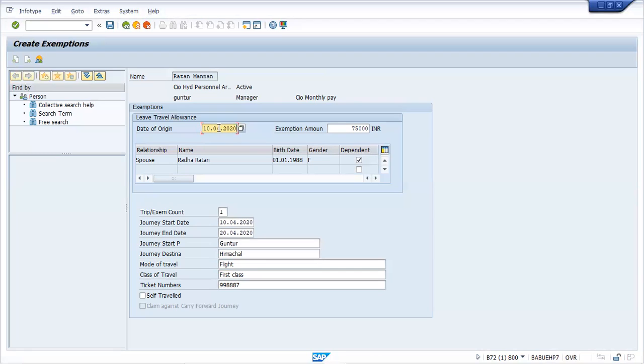Are you getting any error? We ran the payroll for April month. Then April is fine. Now you click self-traveled as well. The last one is not done. Yes. Okay, so now you save it. Means both are going to the travels? Yes.